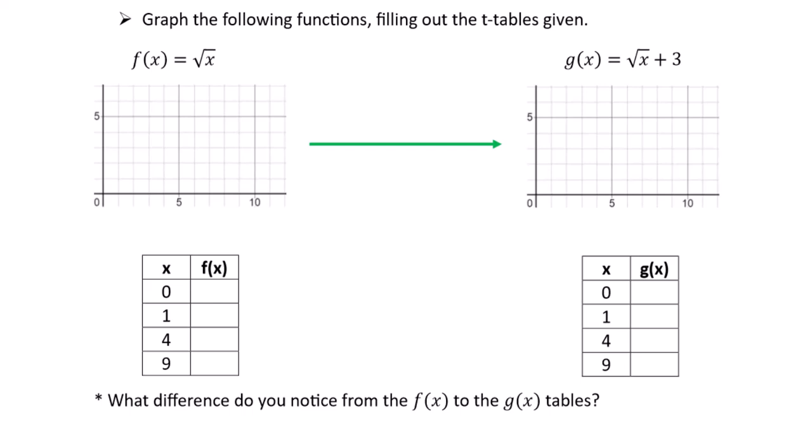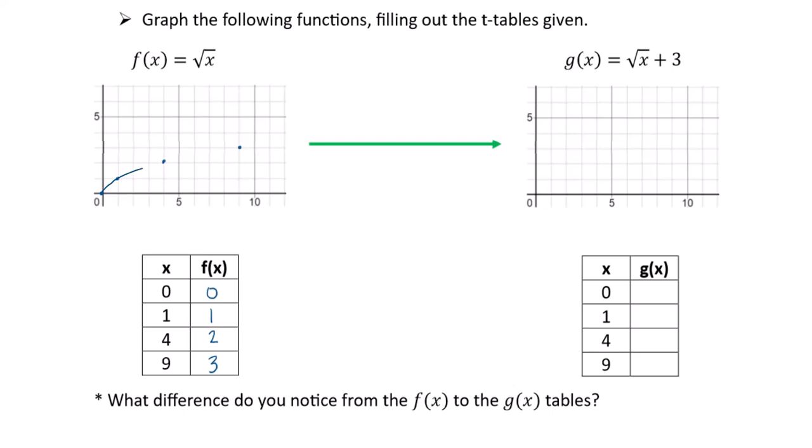So the first function here, f of x, is the square root of x. Let's go to the t-table. The t-table starts with x being 0. The square root of 0 is 0. Square root of 1 is 1. Square root of 4 is 2. And the square root of 9 is 3. Let's graph those points. 0, 0, 1, 1, 4, 2, and 9, 3.